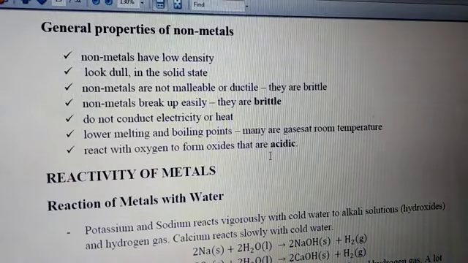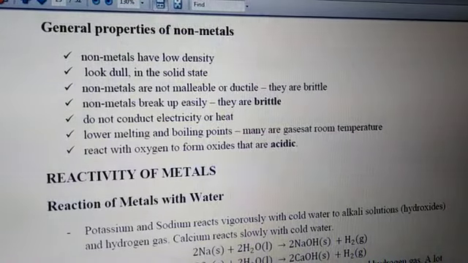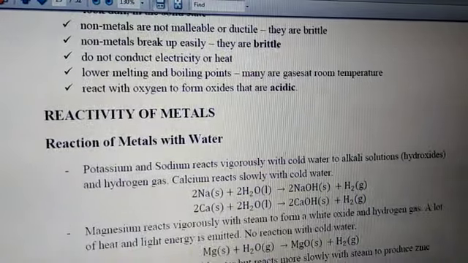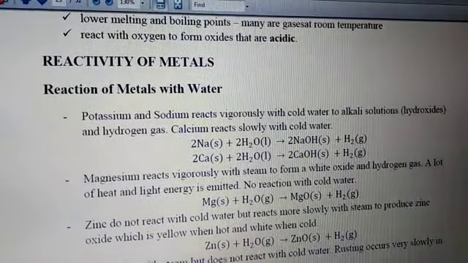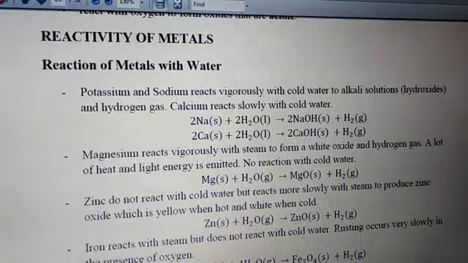And then these ones react with oxygen to form oxides that are acidic. Take note, they form acidic oxides. But as for the oxides of metals, they are basic oxides, right? That's a very important thing for you guys to note. And then now, what about the reactivity of these metals? This is the very important part.